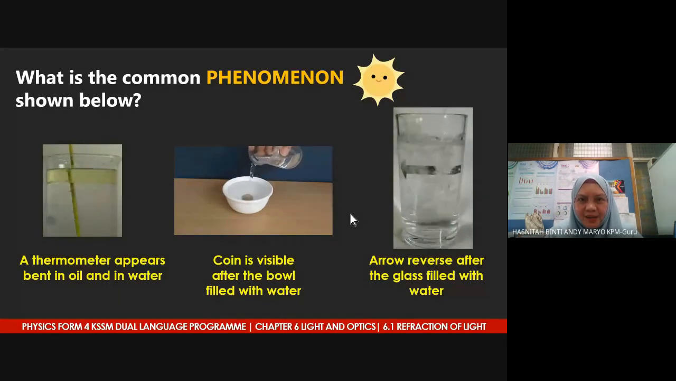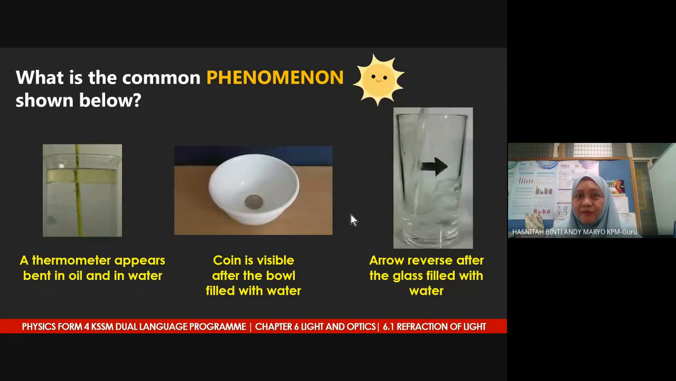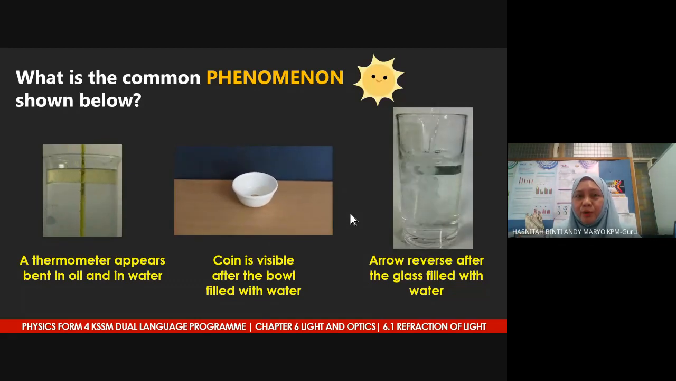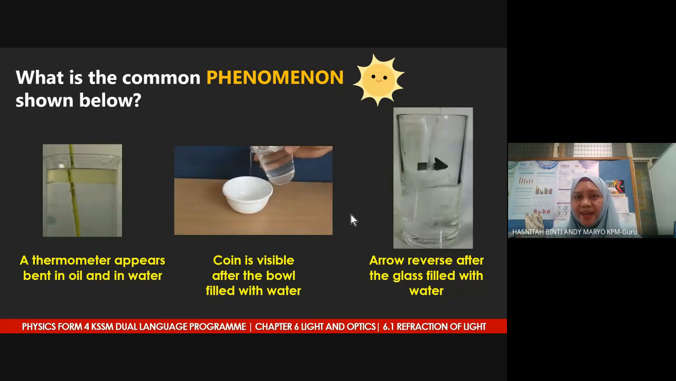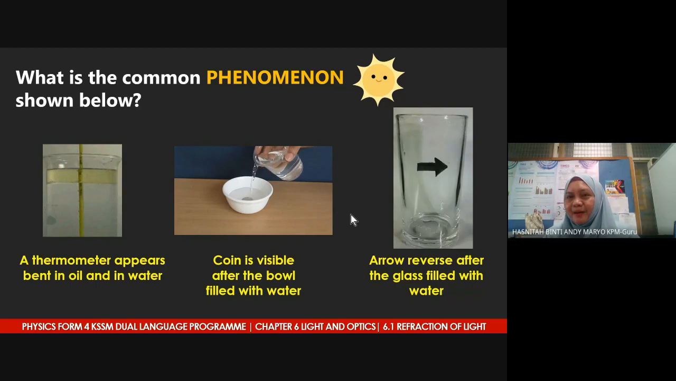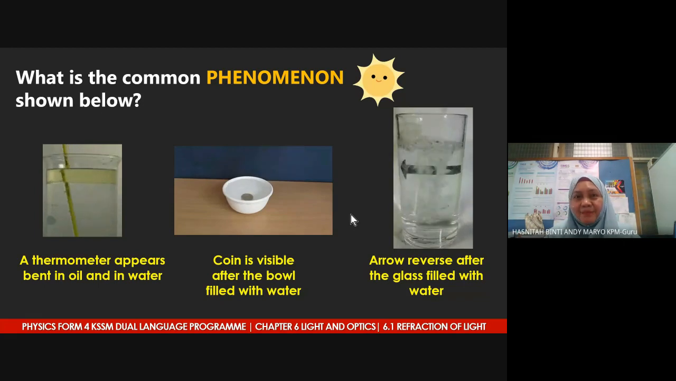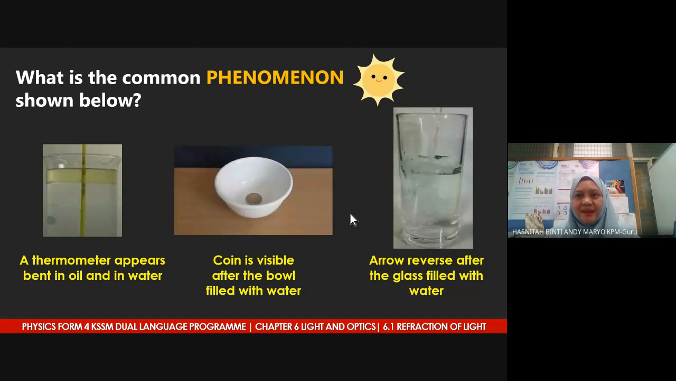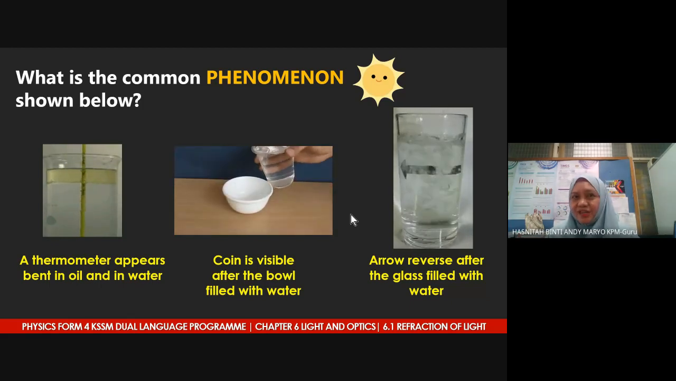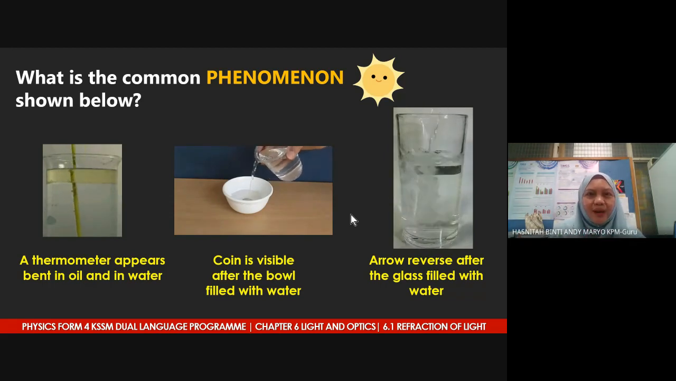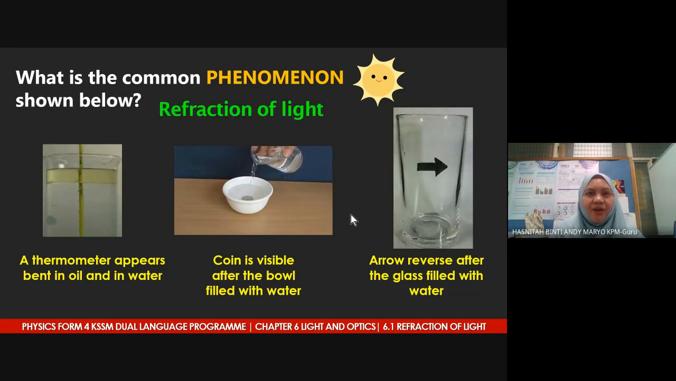In the second GIF, initially we put a coin into an empty bowl and it is not visible. But the moment we fill up the bowl with a cup of water, the coin is now visible. In the third example, if you draw an arrow on a wall and place an empty glass in front of it, when you fill the glass with water, you will see the direction of the arrow changes. This is not a magic show, but all to do with a physics concept called refraction of light.